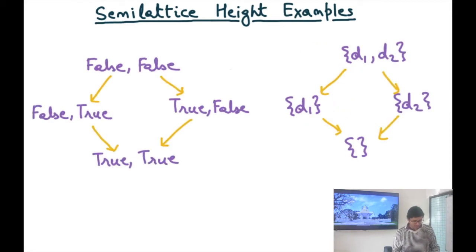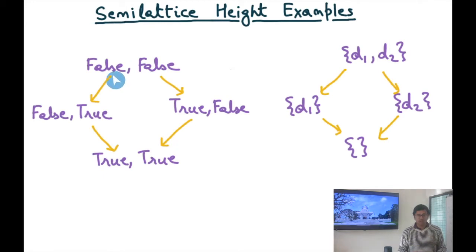Now here are some more examples. Let's say I have false, comma, false. I just took a product of the semilattice with itself, for example. And so I would get a semilattice which looks like the following: false, comma, false; false, comma, true; true, comma, false; and true, comma, true. I just took a product of each of the nodes. That's going to be the Cartesian product of all the nodes, and that gives me 4 different nodes.